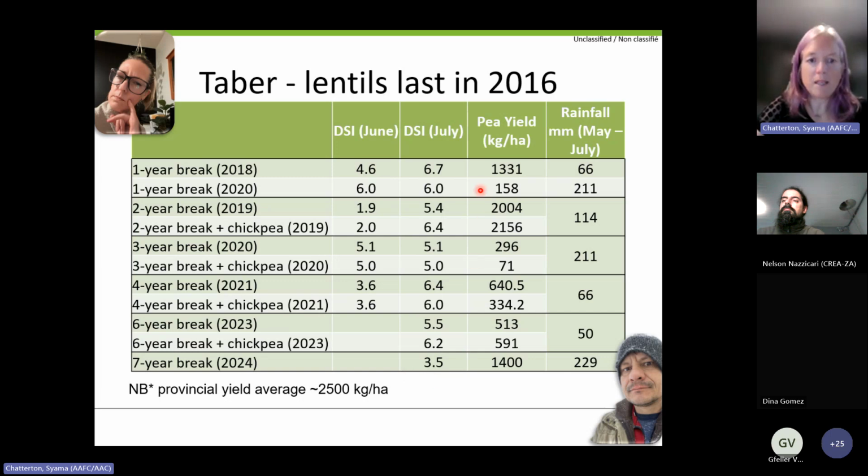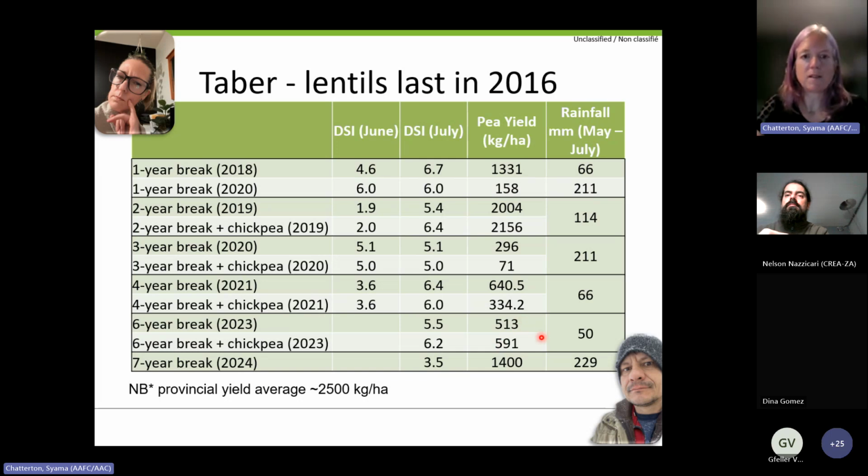And then if we follow pea yields, you just see they're all over the place. We had really good yields in 2019, but that's when we had moderate moisture. It wasn't too dry and it wasn't too wet, and we actually got really good pea yields. And in the years where we had very, very wet conditions, we had horrendous pea yields: 150, this is a 3-year break, 70, 6-year break, we're still only at about 50.